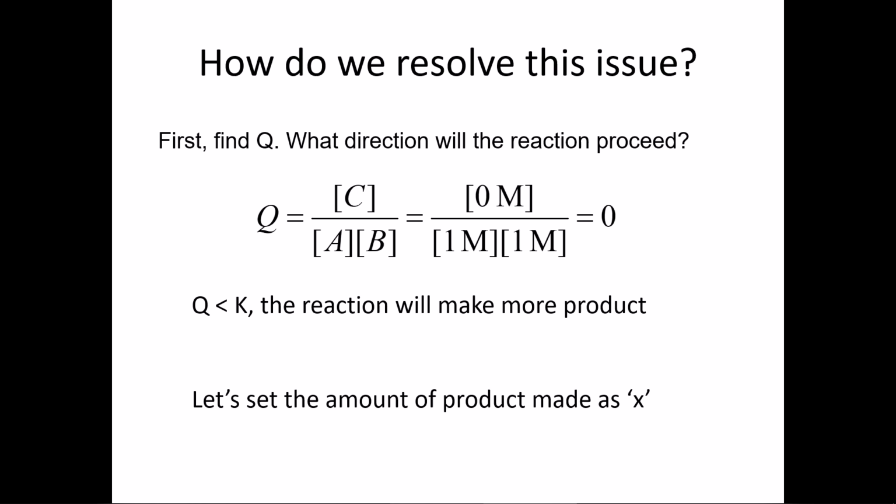Alright, so let's go back to our idea that Q is 0 at the beginning. We have no C, we have 1 molar A and 1 molar B. Okay, so we're going to be making product, but we don't know how much. So the amount of product that we're going to make, we're going to call X, our variable. And one other thing we need to remember is when we produce some amount of C, we have to use up some A and some B. So the A and B values will be going down.